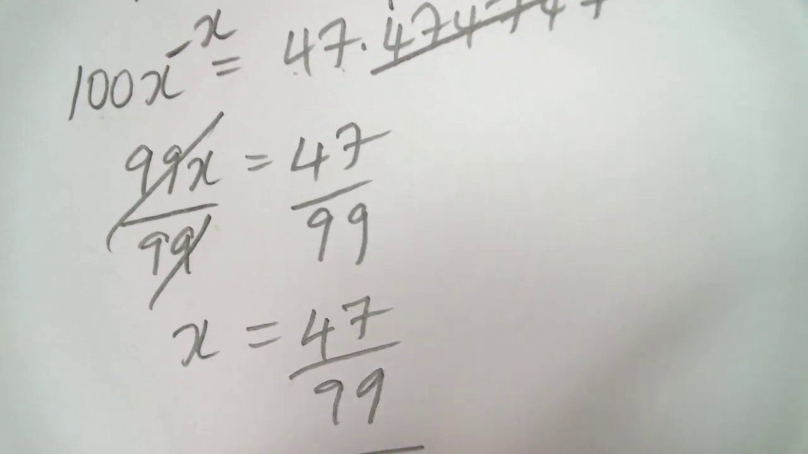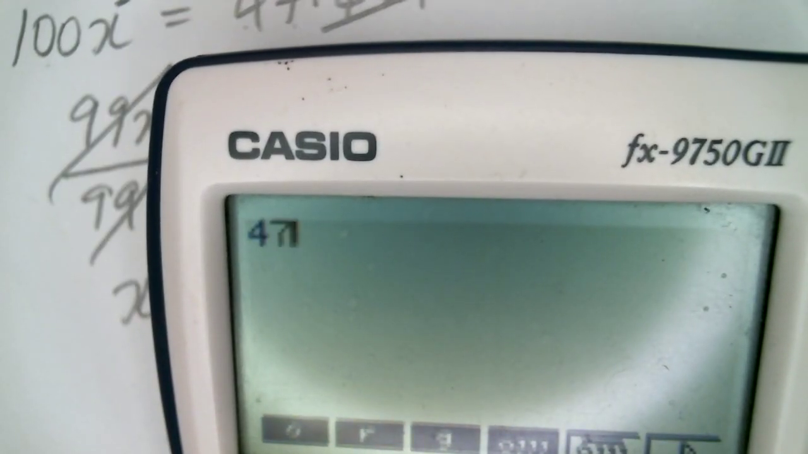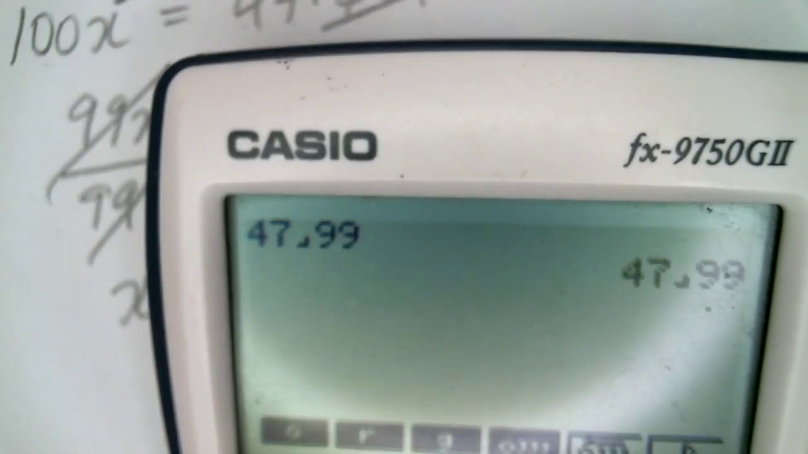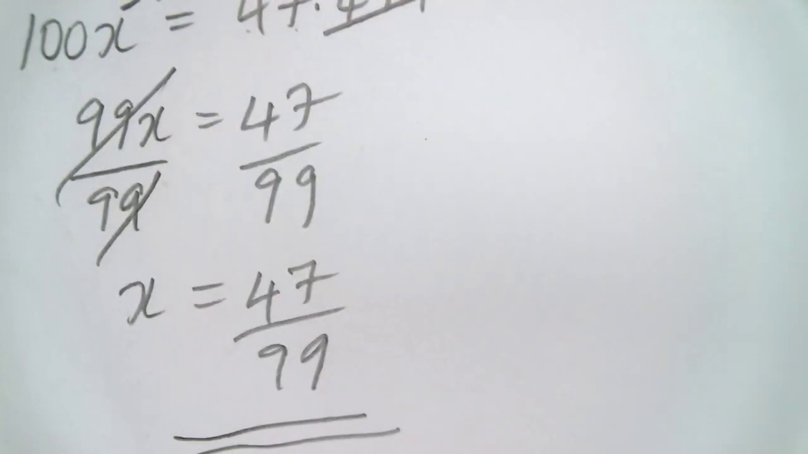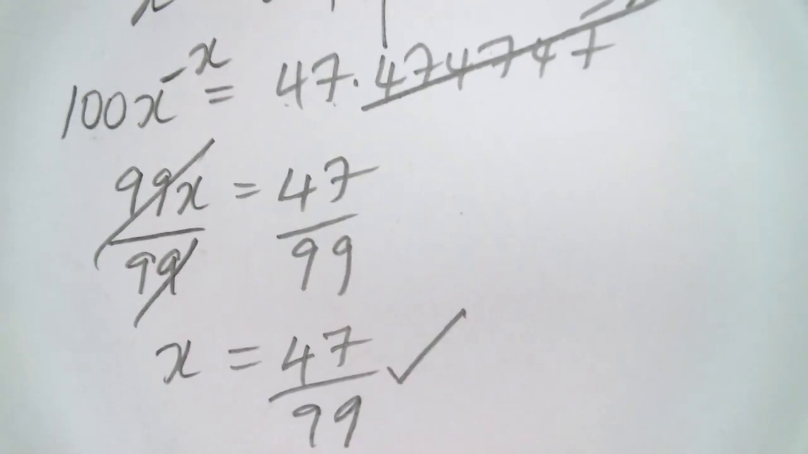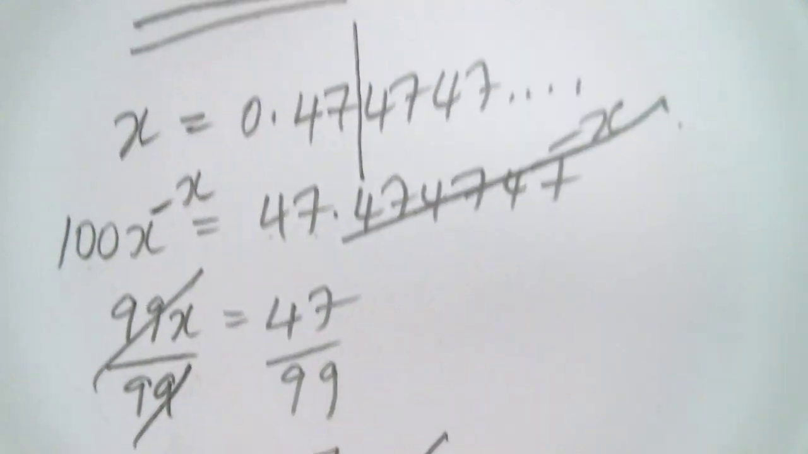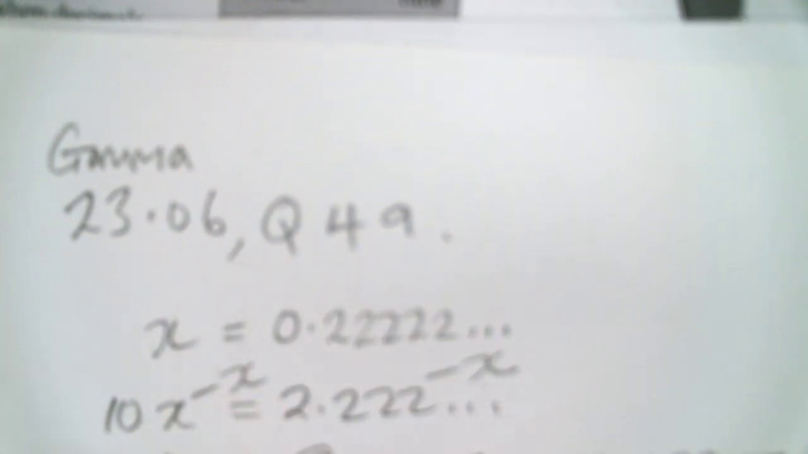And there's my answer. Now, if you wanted, you could say, hang on, 47 on 99, let's just check that. Can I simplify that? No, it doesn't simplify. So 47/99 is the actual fraction. That is the actual answer. So that is how I would simplify those for Gamma 2306 exercise question 4a, and I'll put 4b here as well. So hopefully that makes sense.